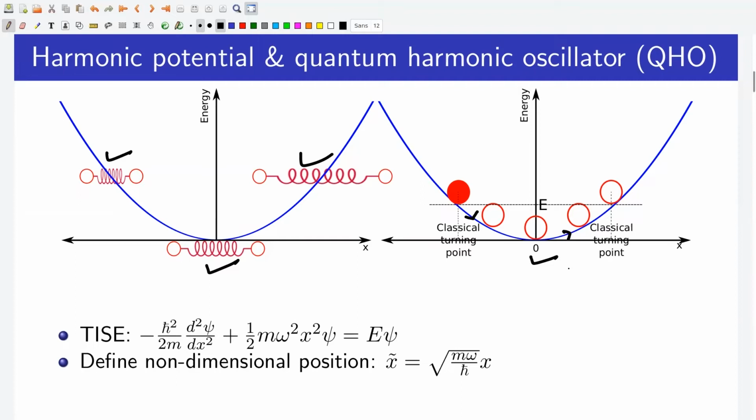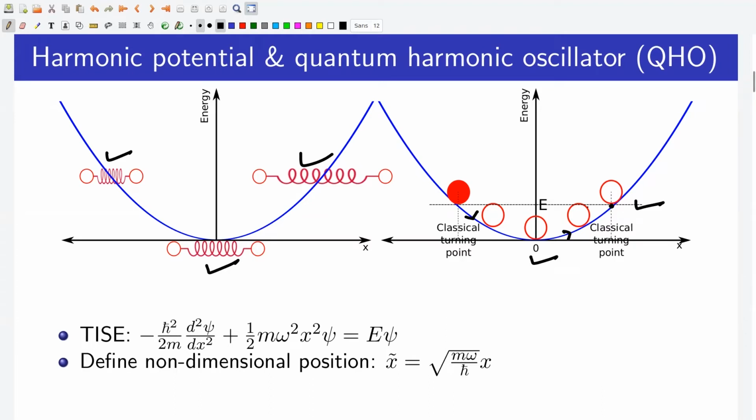Classically, the maximum height that can be climbed depends on the total energy E. So this is the line indicating the total energy. At the highest point, the kinetic energy is 0 and the potential energy is equal to the total energy. The ball cannot travel beyond this point and it turns back. This is known as the classical turning point.